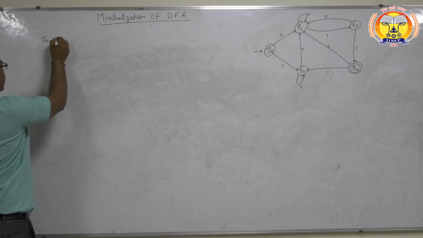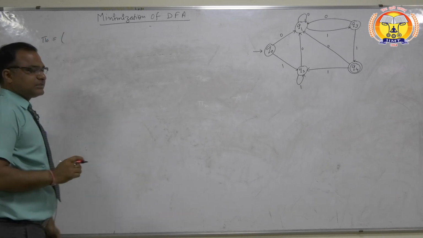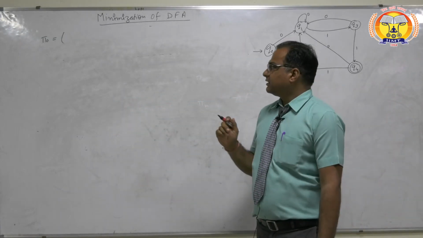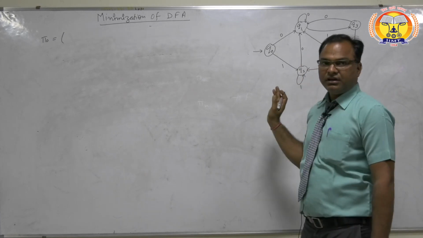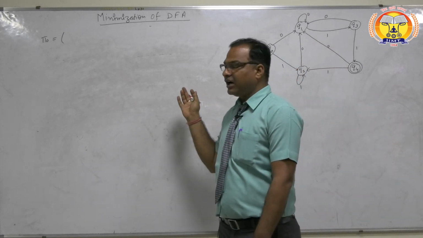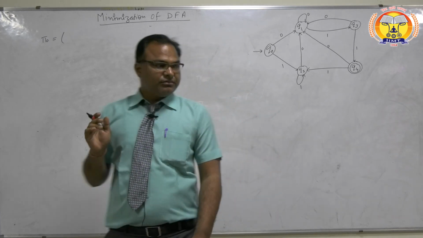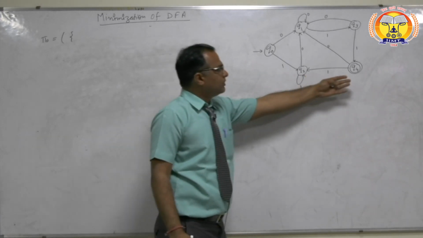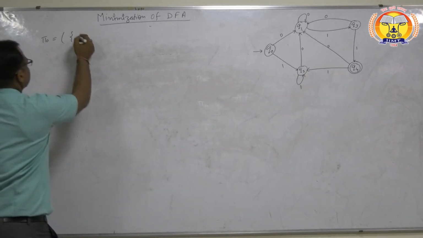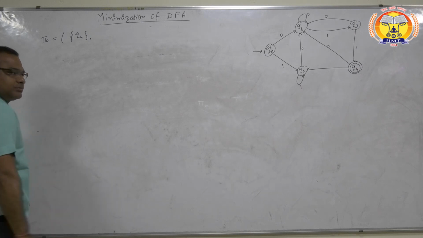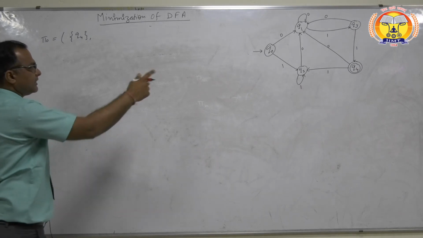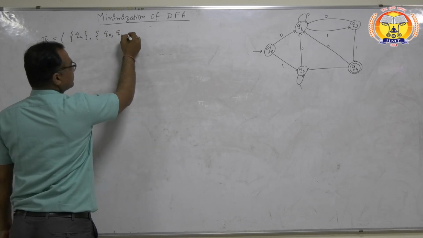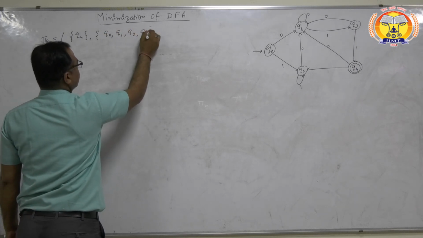How will we calculate pi 0? Pi 0 is the set in which there are 2 types of states. One set is the final states, and the other set is all the non-final states. In the final state set, how many final states are here? Only Q4. So one element will be Q4, and the other set is all non-final states, meaning Q0, Q1, Q2, Q3.